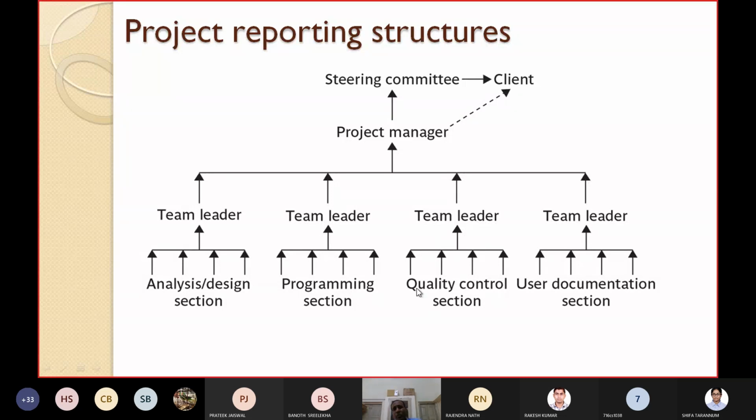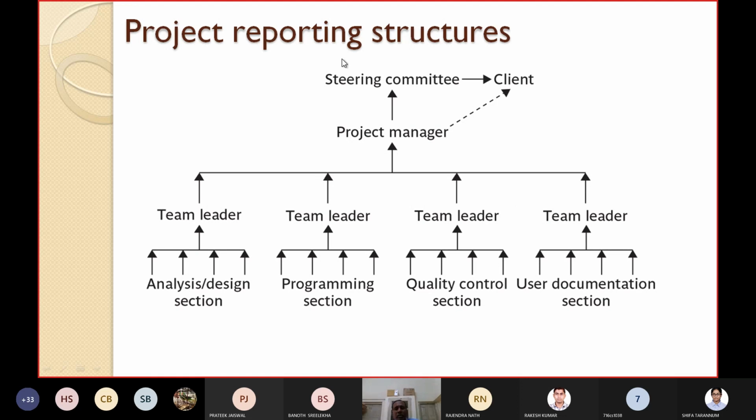So there is another group, quality control. Every organization has a quality control group. There is a head or team lead, and under this are some quality control analysts. Another may be the documentation section, the user documentation section. Here there will be a team leader and some staff, maybe some non-technical persons, who may develop the documents for the different activities that you have made.